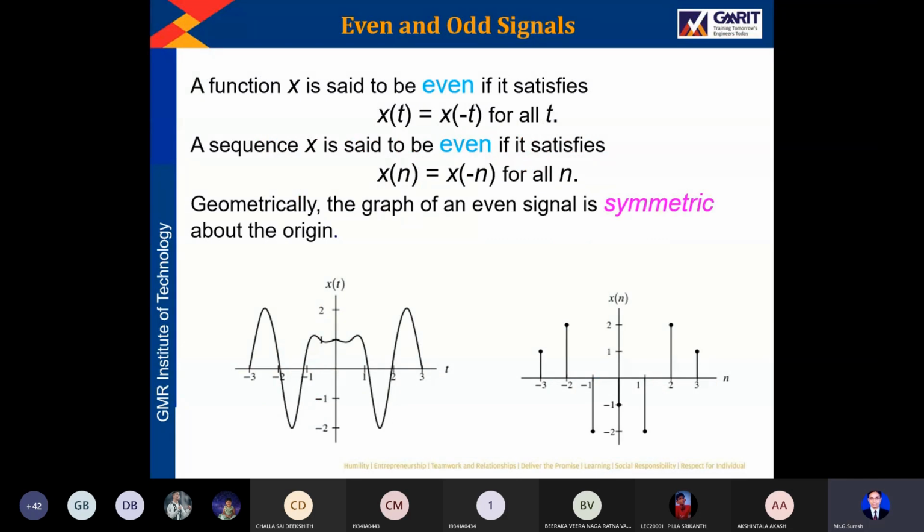The next one is, you are aware of functions, and a function x is said to be even if it satisfies this condition: x of t equal to x of minus t for all t values. And in a similar way, you can define it for a sequence, the discrete version. You don't bother about this t and n. In general, t is the standard used for continuous time signals. n is used for discretized signals, or we will call this discrete time signal also a sequence.